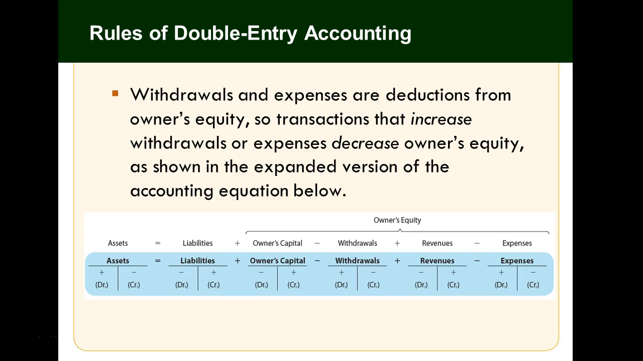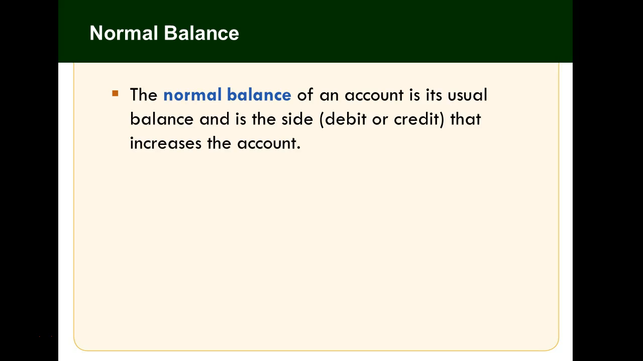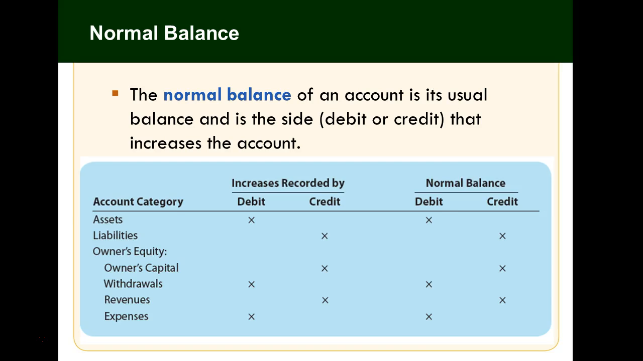Likewise, when we pay expenses, we're going to decrease our owner's equity. So hang in there, guys. The normal balance is really the one that's going to increase that specific account. So remember again, a debit just means left. A credit just means right. But for assets, a debit, which means left, increases assets. A credit, which just means right, increases liabilities and owner's equity. Remember, assets equal liabilities plus owner's equity.